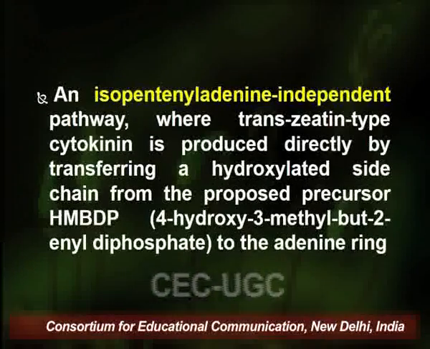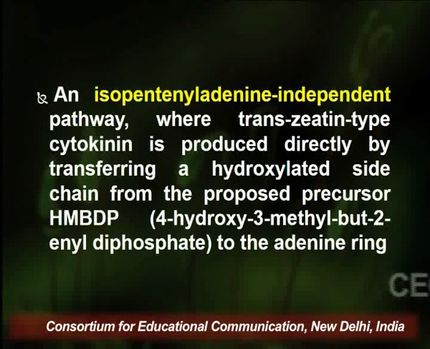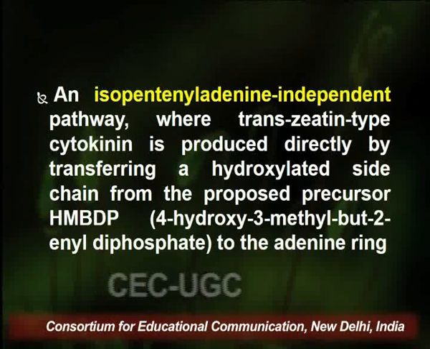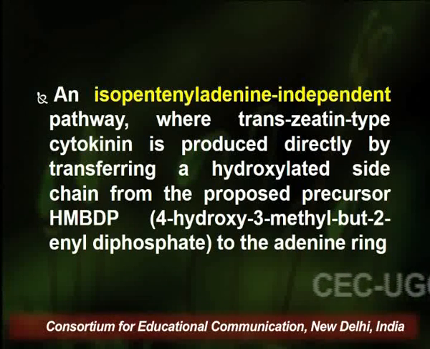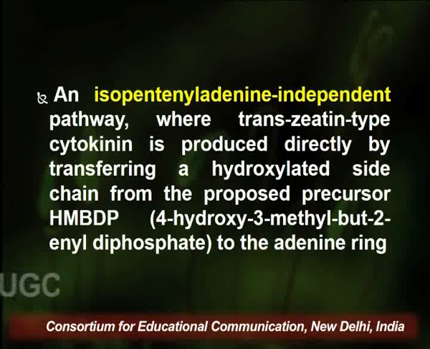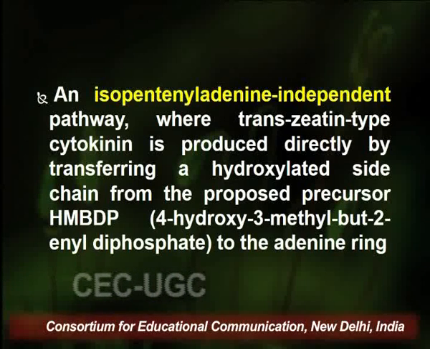Now in the isopentenyl adenine independent pathway, the trans-zeatin type of cytokinin is largely produced directly by the transfer of a hydroxylated side chain from the precursor, that is hydroxymethyl butenyl diphosphate, to the adenine ring. So this completely excludes the formation of isopentenyl adenine derivatives, and therefore it is largely known as the isopentenyl adenine independent pathway. So here you can clearly see the two pathways.